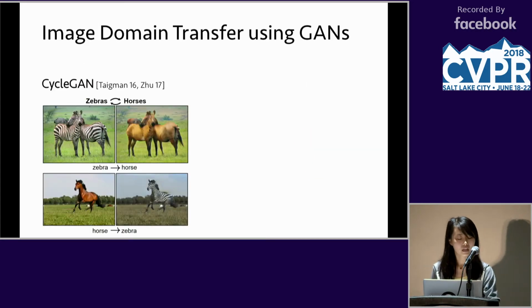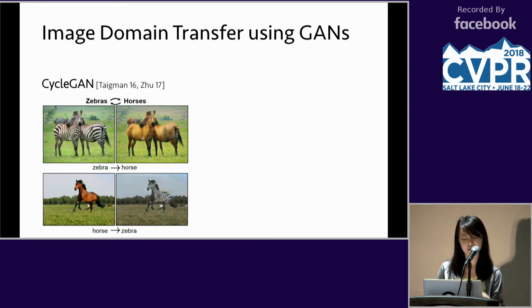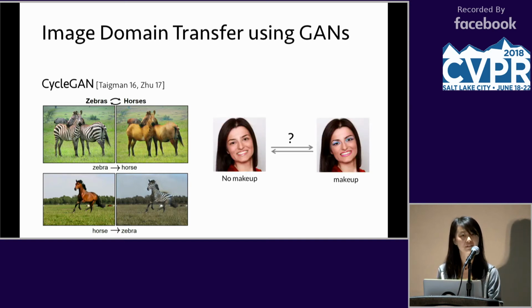Recently, works have proposed using generative adversarial networks to address the image domain transfer problem. For example, CycleGAN can transfer between horse images and zebra images, but it requires two sets of images from each of those domains. But for our problem, as we mentioned, it is hard to collect different faces with the same makeup styles. So can we still adapt makeup style transfer to an image domain transfer problem?